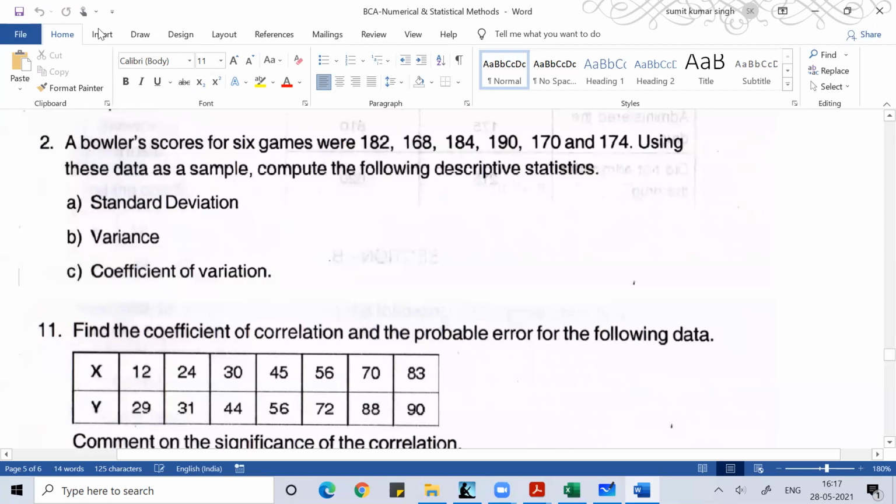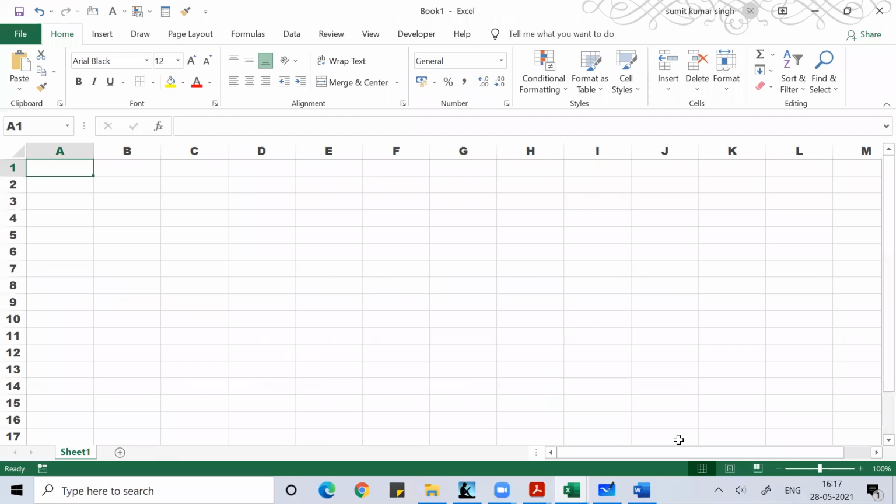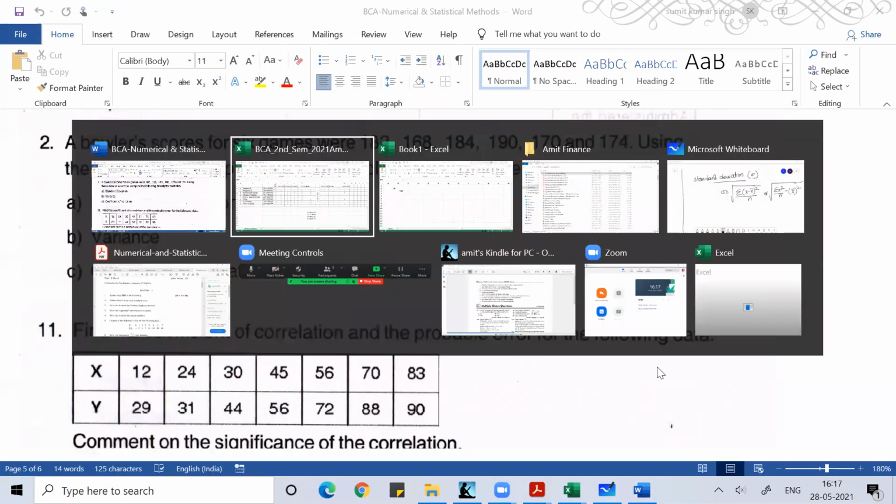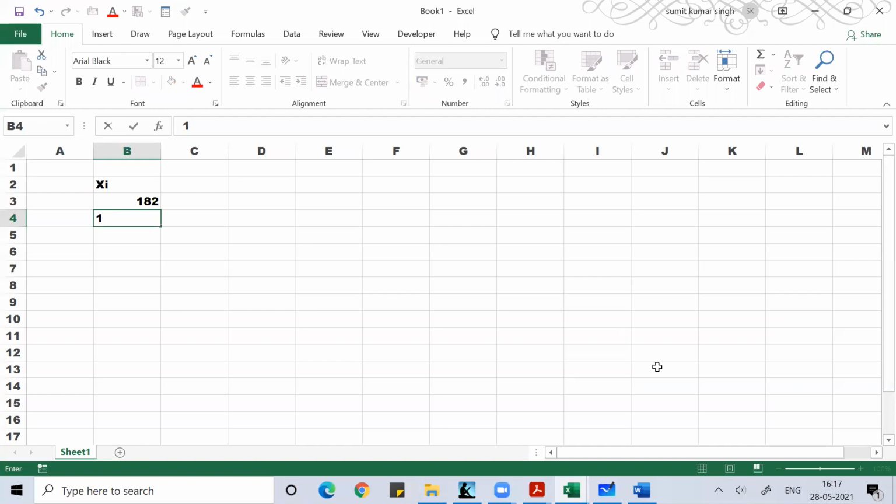Now, if you see this question: a bowler's scores for 6 games are given. Using this data, compute the descriptive statistics: standard deviation, variance, and coefficient of variation. So your values are 182, 168, 184.